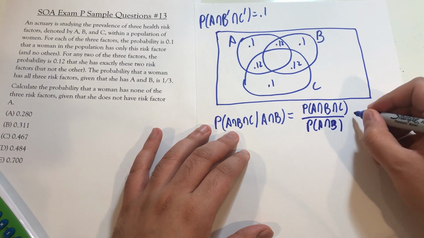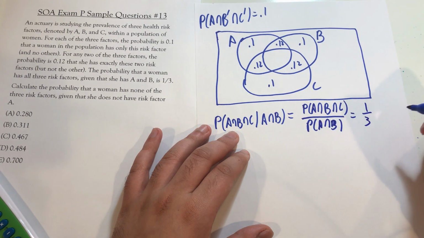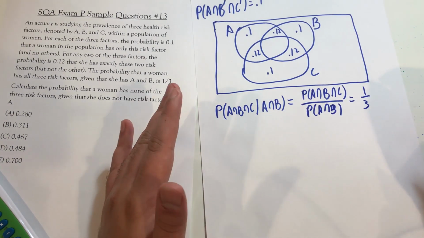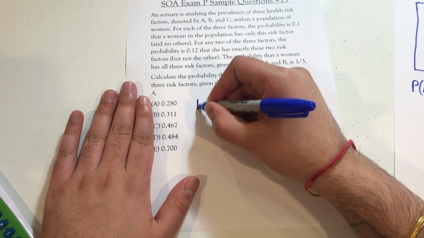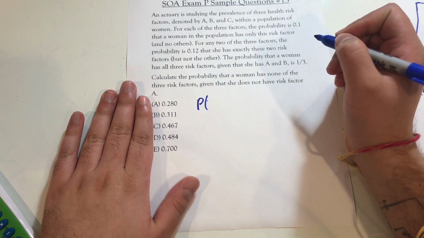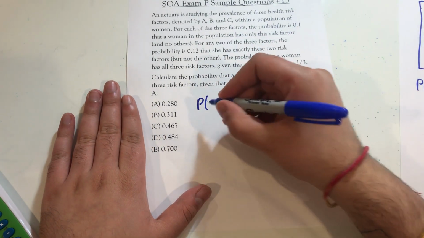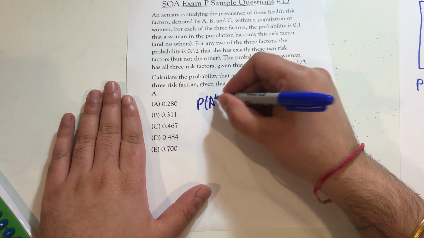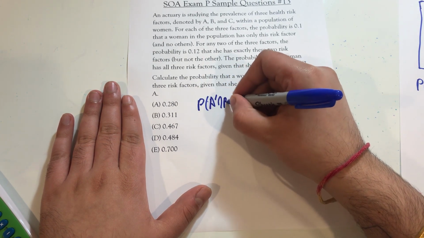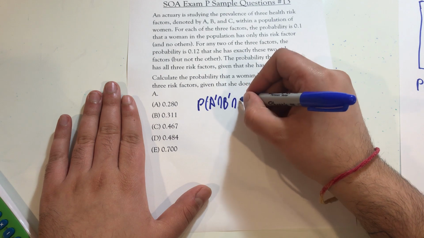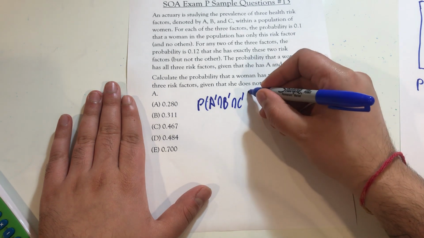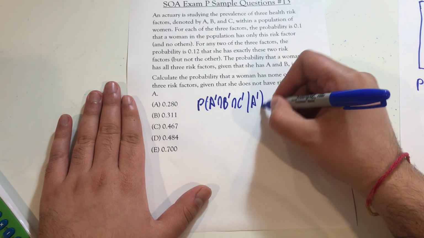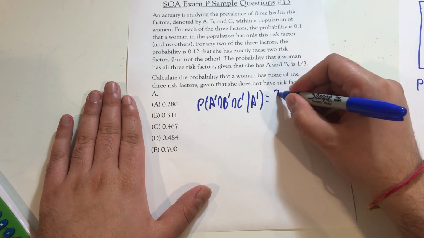And that's equal to 1/3. Okay, what are we looking for? Ultimately, we're looking for the probability that a woman has none of the 3 risk factors. So the probability that she has A complement and B complement and C complement, given that she does not have risk factor A. So given A complement. So that's what we're essentially looking for.